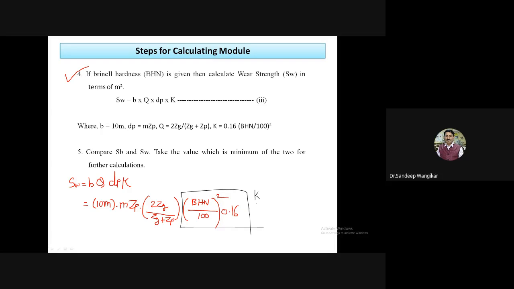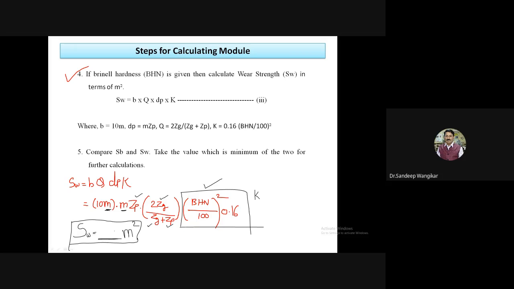So the K value, if the Brinell hardness number is given, you will get this value. The number of teeth on pinion and gear, ZG and ZP, are given. You can calculate Q separately and put it in the formula. Then M into ZP, where ZP is given. So what will be unknown for this M? M square. So again you will get the final answer as, for example, SW is equal to something into module square Newton. It is strength, therefore ultimately the unit will be Newton only. Okay, so in this way you can calculate SW.